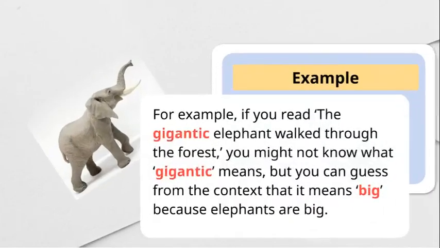For example, if you read, "The gigantic elephant walked through the forest," you might not know what gigantic means, but you can guess from the context that it means big because elephants are normally big.